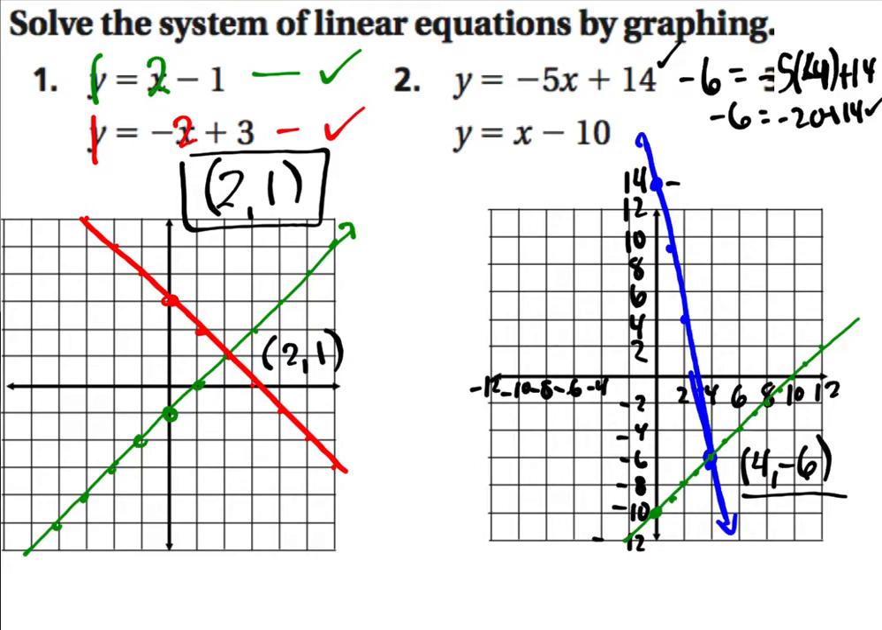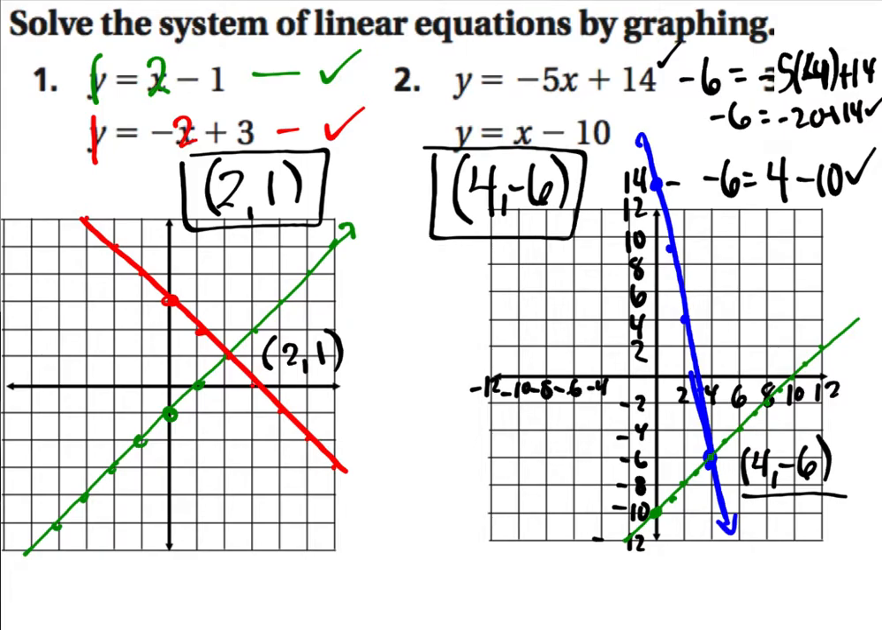For the second equation, we're going to plug in negative 6 equals 4 minus 10. 4 minus 10 is negative 6, so it satisfies the second equation as well. So the solution is 4, negative 6 for this system of equations.